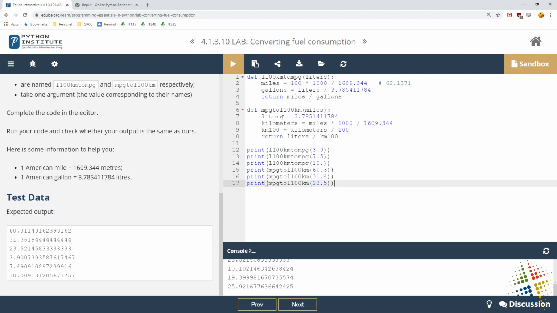Let's see. Liters, 3.78. Yep. Kilometers equals miles. Oh, I believe I got these numbers backwards. I believe that should be divided by 1,000, not that way around. I think I did my math backwards. All else fails, transpose your numbers. And there we go. 3, 7, and 10. That looks a whole lot better.